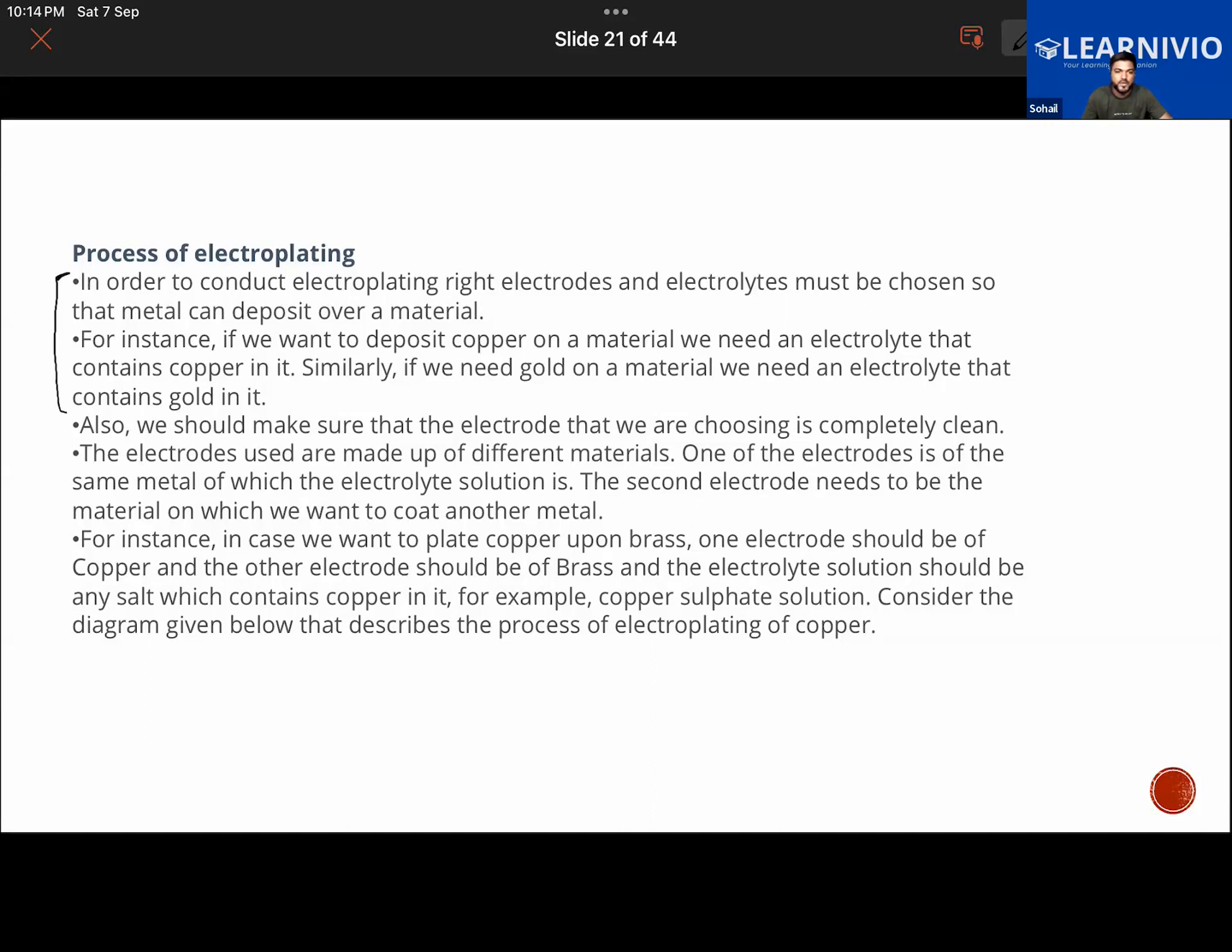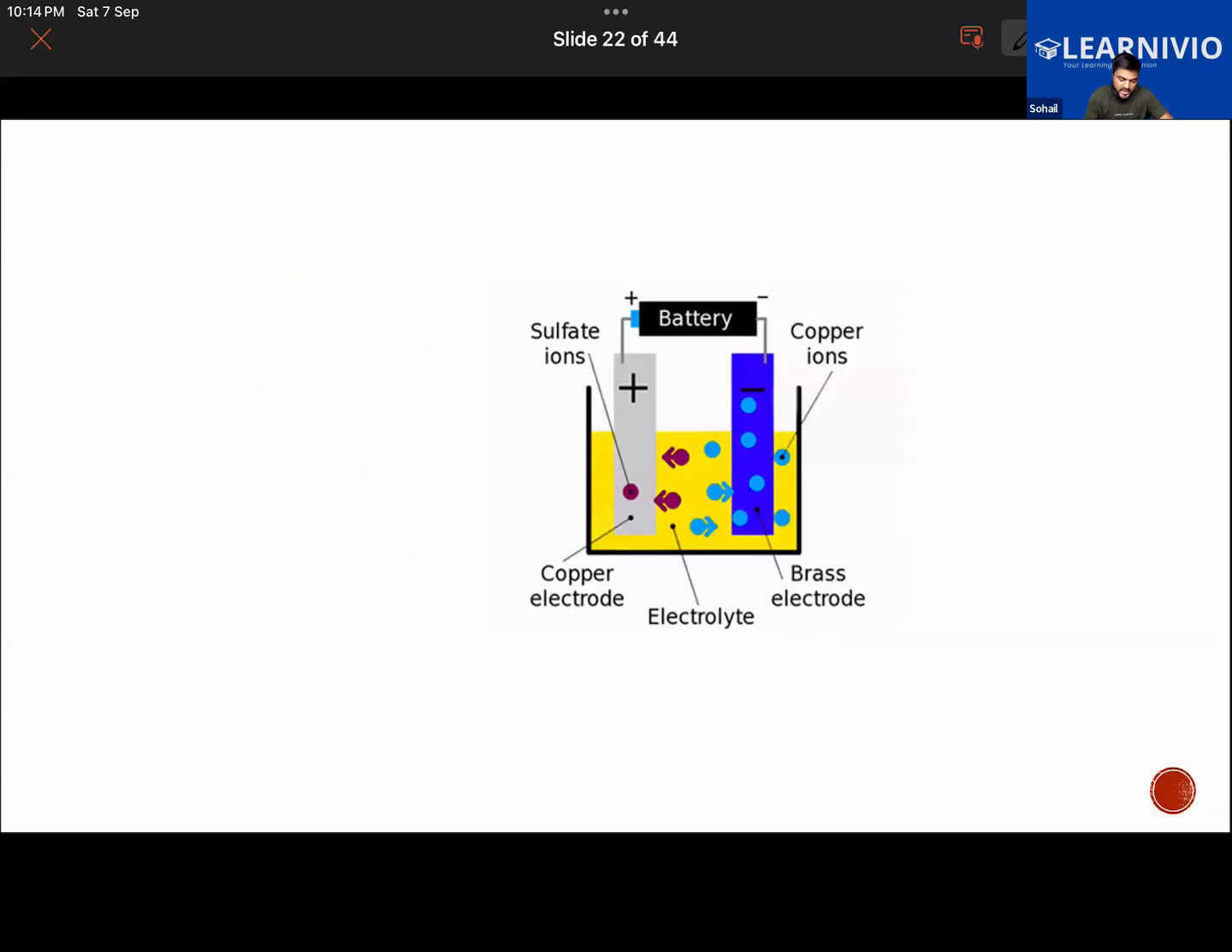Okay, stop there. So the first thing to be considered while we are doing the process of electroplating: let us say that the material on which electroplating has to be done is brass here. Okay, I have taken the brass here. I want to deposit a layer of copper over the brass. So first thing, my aim is that I have to deposit a layer of copper over the brass. So the electrodes that I should be choosing should be appropriate.